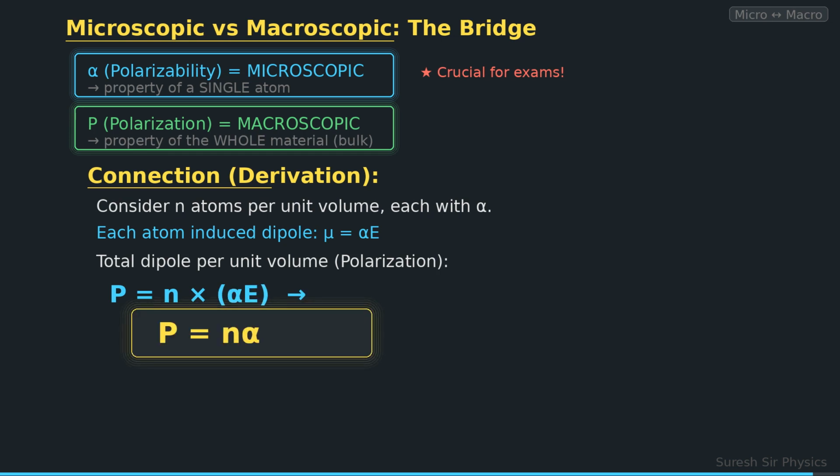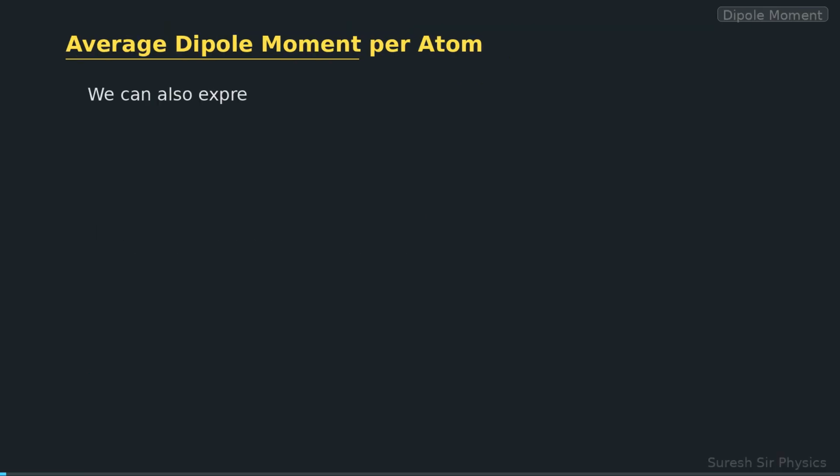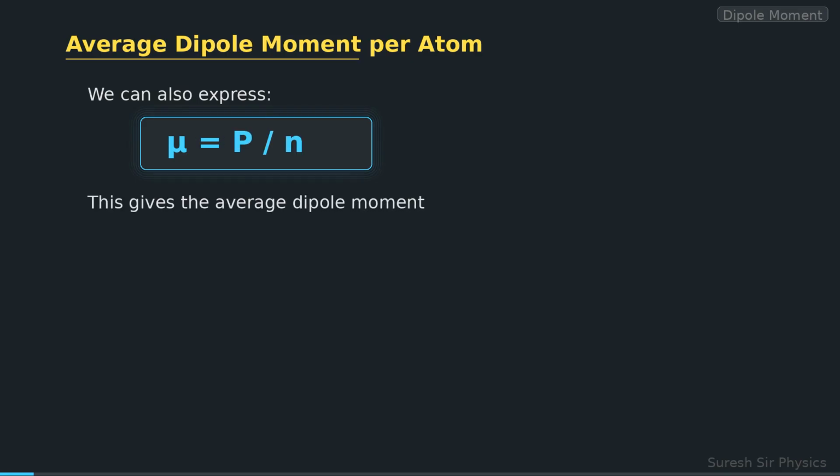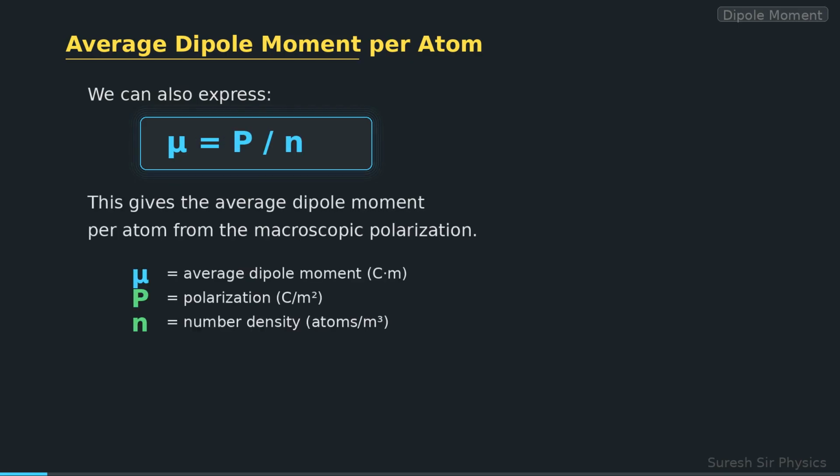Total dipole moment per unit volume equals polarization. P equals n times mu. Then P equals n times alpha E. This is the relation between P and alpha. We can also express mu equals P over n. This gives the average dipole moment per atom from the macroscopic polarization.